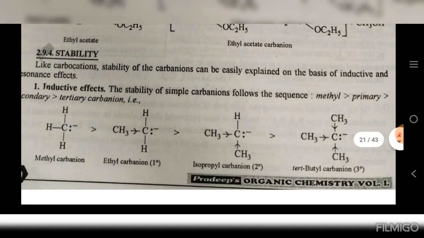Stability. Like carbocations, the stability of carbon anions can be easily explained on the basis of inductive and resonance effects. Inductive effects. The stability of simple carbon anions follows the sequence: methyl, primary, secondary and tertiary carbon anions.